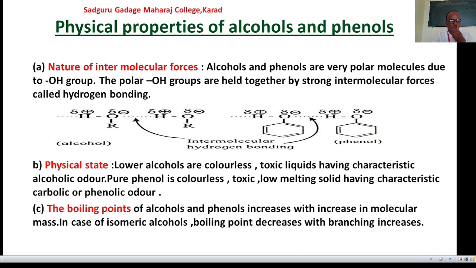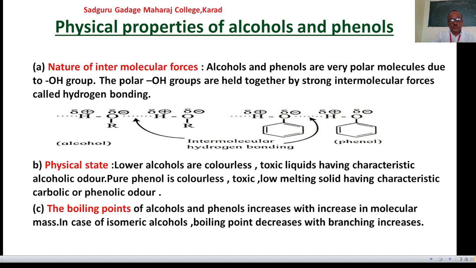Then the second physical property, physical state. In case of lower alcohols, these are colorless toxic liquids having a characteristic alcoholic odor. In case of phenol, these are also colorless toxic low melting solids having a characteristic carbolic or phenolic odor. The third property is the boiling point. The boiling point of alcohols and phenols increases with increase in molecular mass. Molecular mass increases, boiling point also increases.